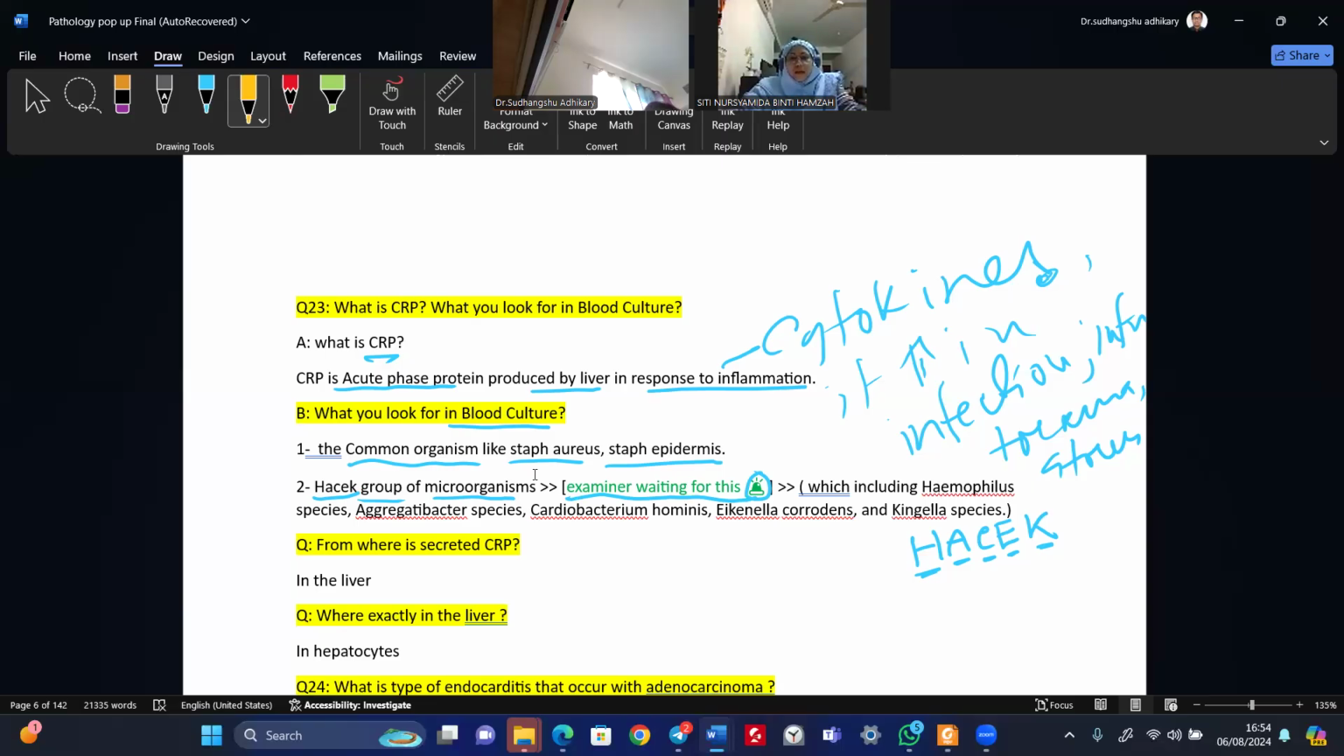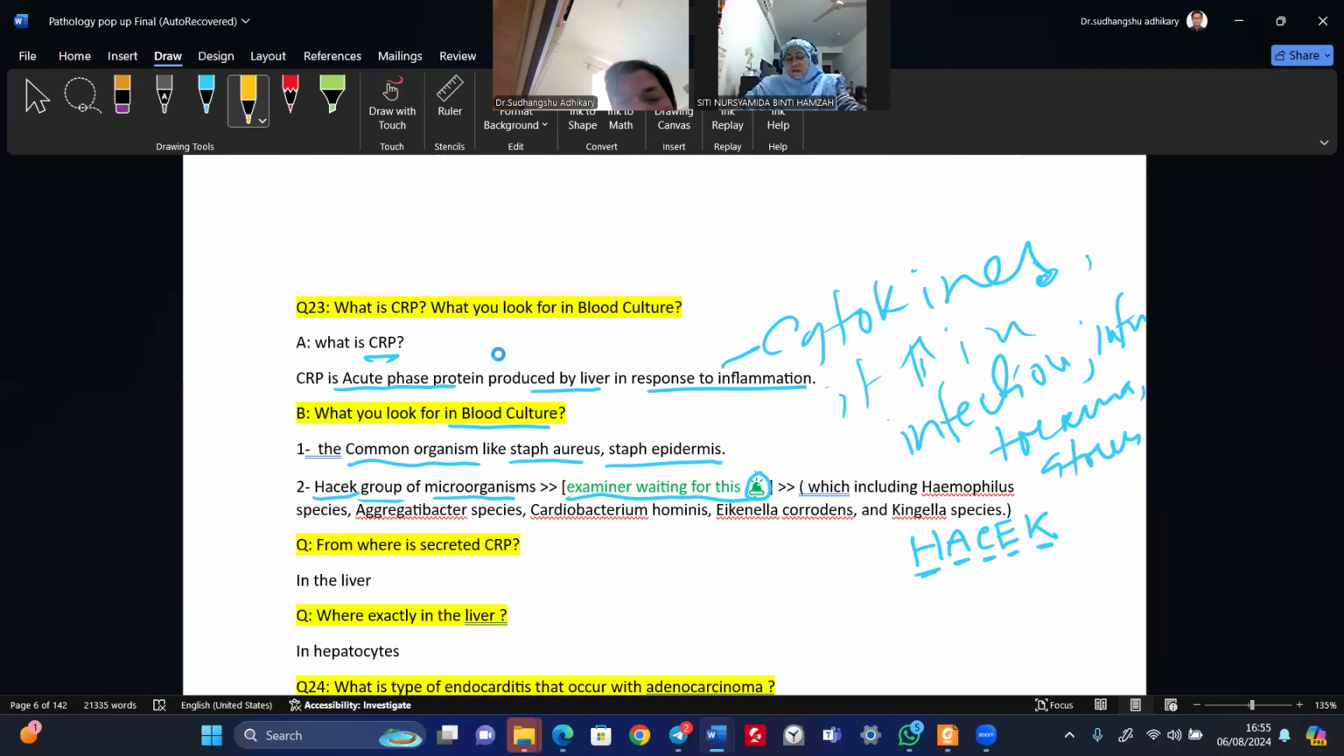What do you look for in blood culture? Common organisms like Staphylococcus aureus and Staphylococcus epidermidis. Not epidermis, epidermidis. Staphylococcus aureus and Staphylococcus epidermidis.